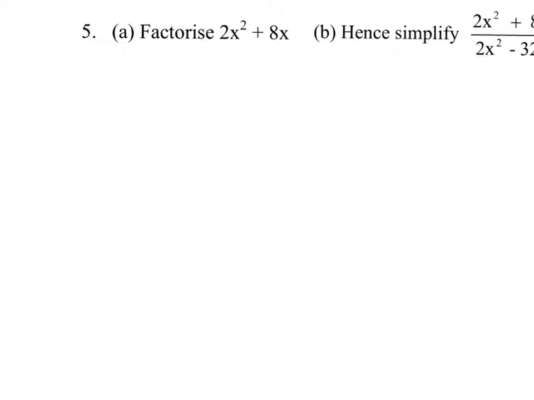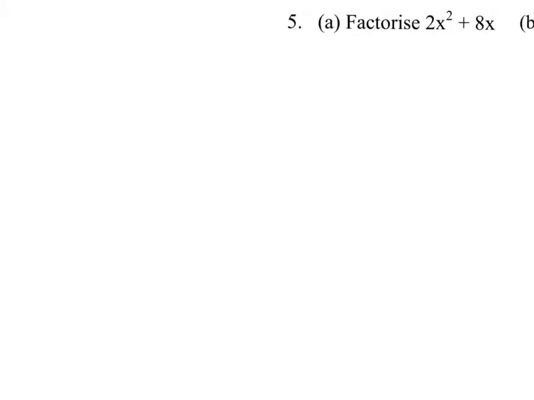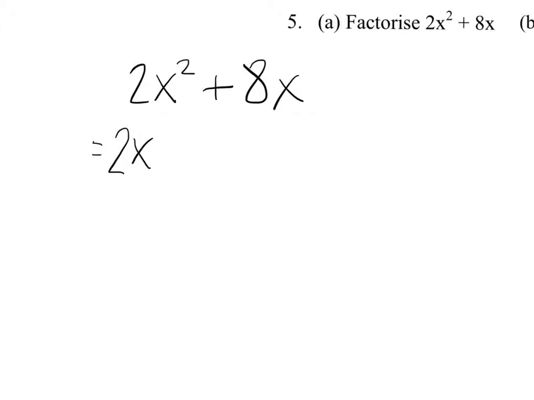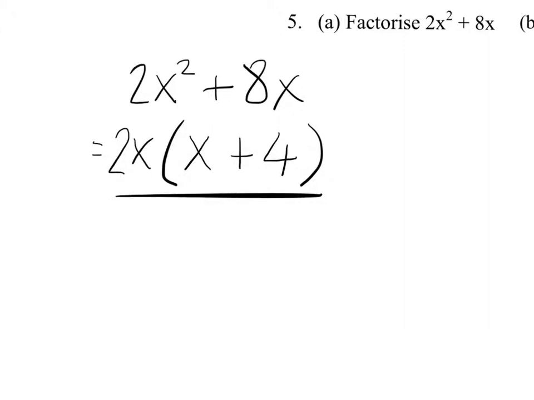So we look at part A first of all. We have 2x squared plus 8x, and we're asked to factorise. You should remember that factorise means that we're going to put the brackets back in, and in this particular one we take out a common factor, the highest common factor. The highest number that goes into 2 and 8 is 2, and also x goes into both terms as well. So the highest common factor is 2x. 2x times x gives us our 2x squared above, and 2x times 4 gives us our 8x. So that's our answer to the first part.